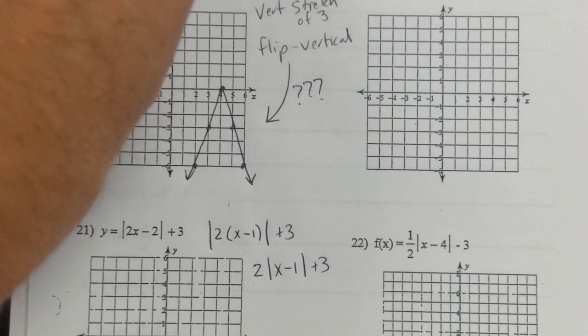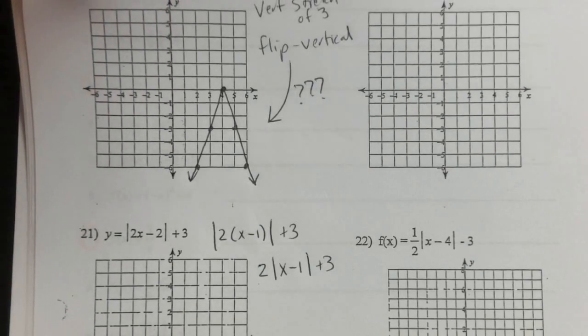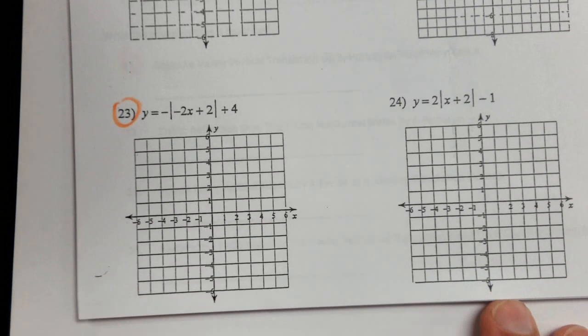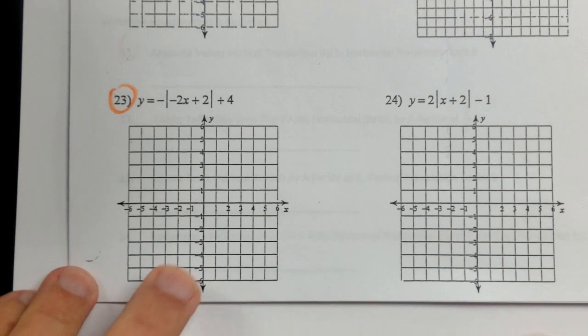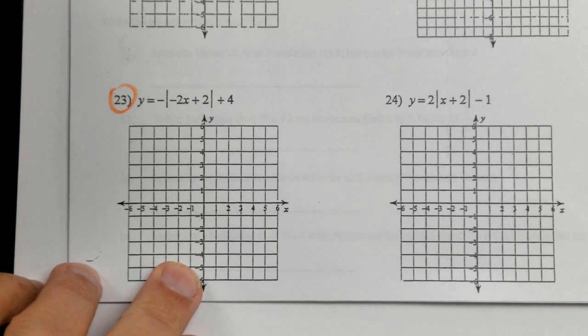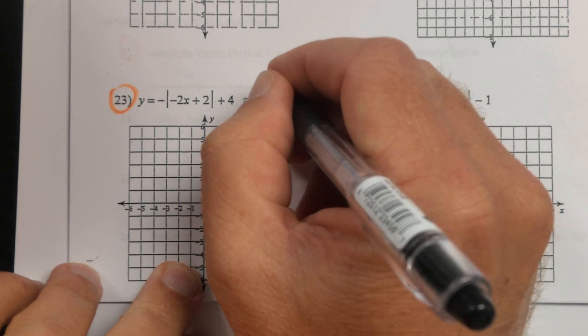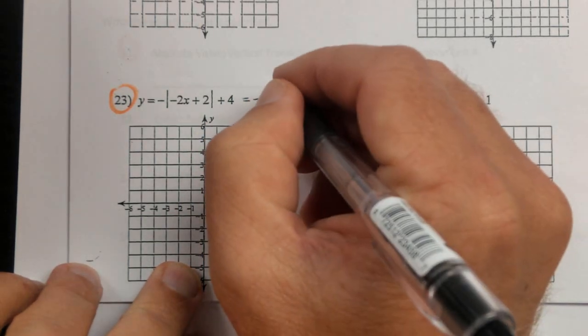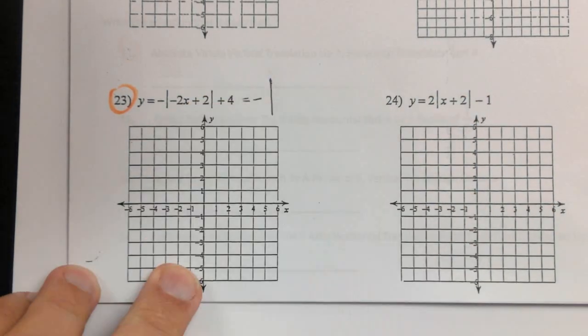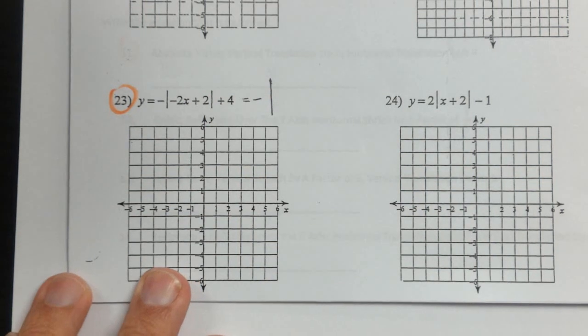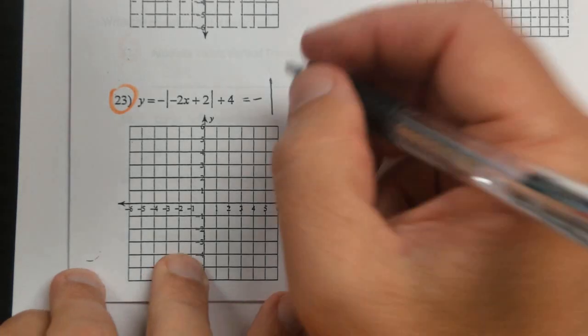Oh, 23. Something similar is happening on 23. We don't like that negative in there, or the 2 in there. So, let's do this one step at a time. I can't slide a negative outside of an absolute value, because, right, you would change its sign. So let's not do that.